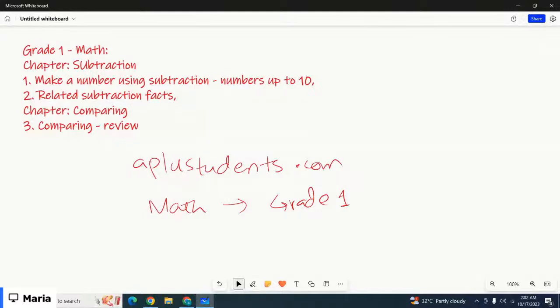And the lessons we're going to cover today are make a number using subtraction, numbers up to 10, related subtraction facts, and we're going to start a new chapter that is comparing. The lesson we're going to cover is comparing review, right? So please make sure you have your notebook and pencil so that you can note down the important examples and definitions as well. So let's just start with the chapter subtraction.